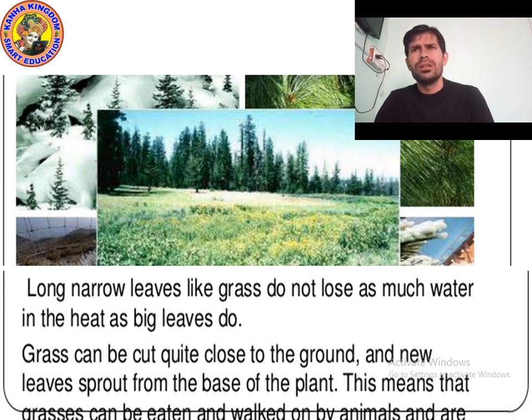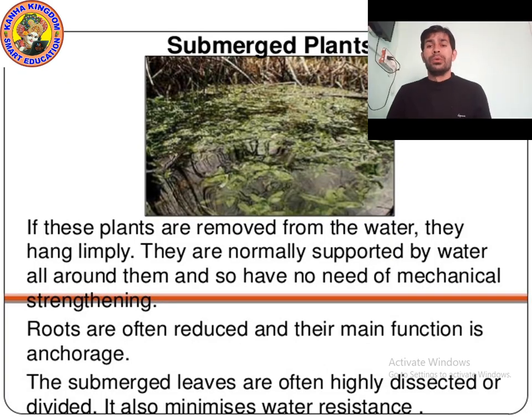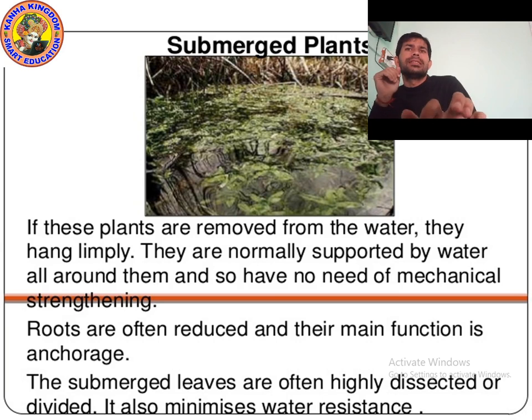Now let's talk about the plants which are found in water, like submerged plants. Okay, let's move on to the next point. So now let's talk about the submerged plant. Submerged plants means those plants which have half the parts in the water and half the parts above the water. You can see their leaves at the top.